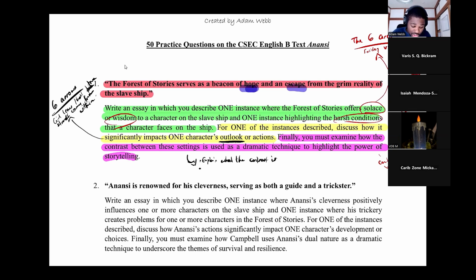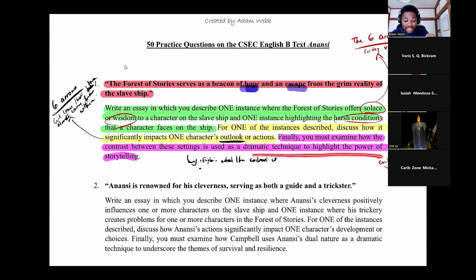So we're looking at contrast, the difference between the two worlds, and how that contrast is a technique that makes the stories more powerful, right? Contrast between these settings is used as a dramatic technique to highlight the power of storytelling. So we can imagine the stories would be less powerful without the contrast. And that's kind of what we want to prove in the essay. We want to prove how the contrast is what shows us how powerful the stories are, right? I think the stories would be much less impactful if there was no contrast, right?